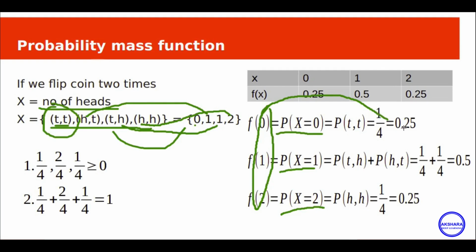So 1 by 4, it is 0.25. And for getting 1 head there are 2 chances, 1 by 4 plus 1 by 4, it is 0.5. For getting 2 heads it is 0.25.